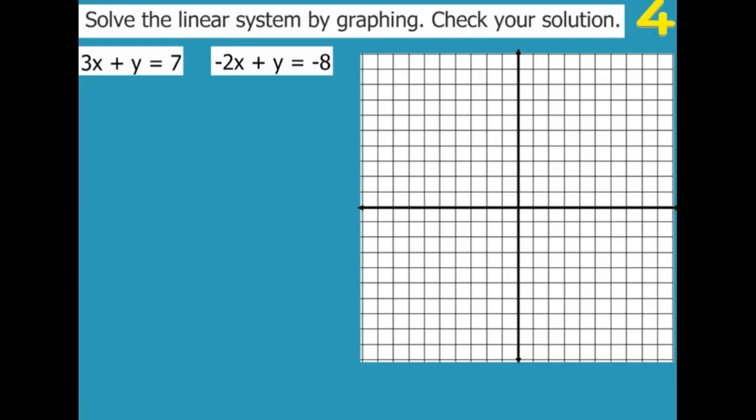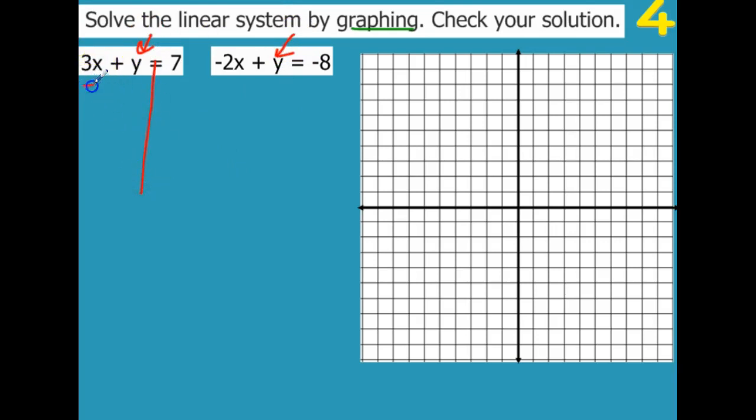So now we need to figure out the solution to a system of equations. Solve the system by graphing, and then check your solution. So in order to graph, we need to solve these equations for the letter y, because we need y by itself to graph. y equals mx plus b.